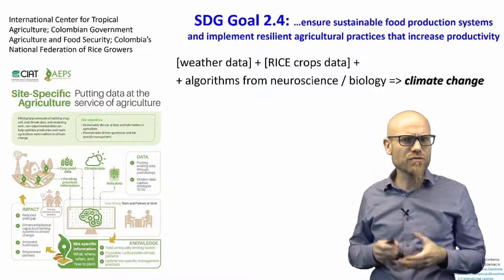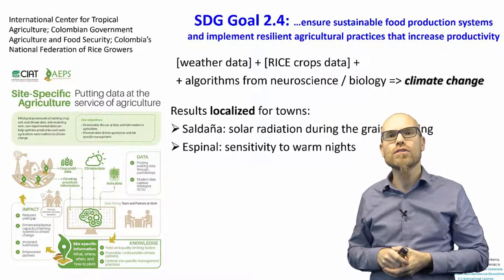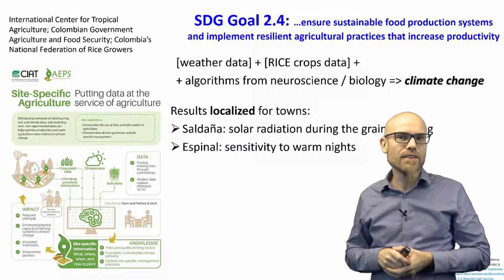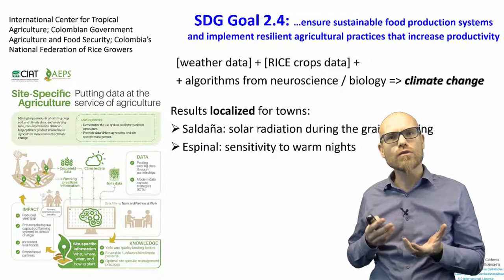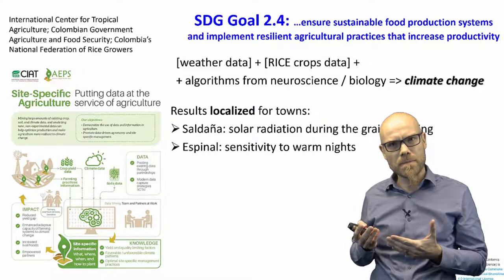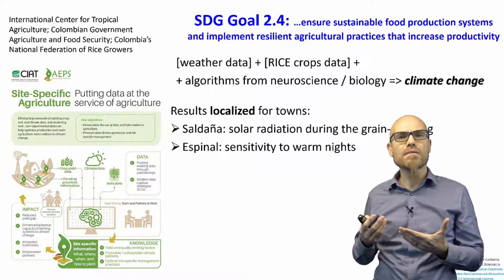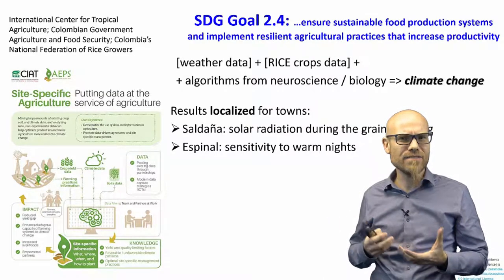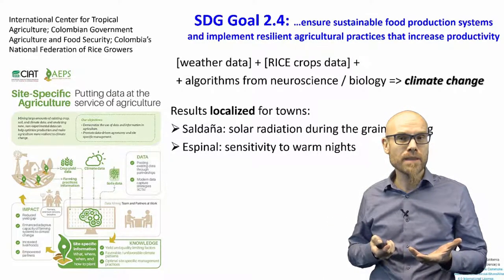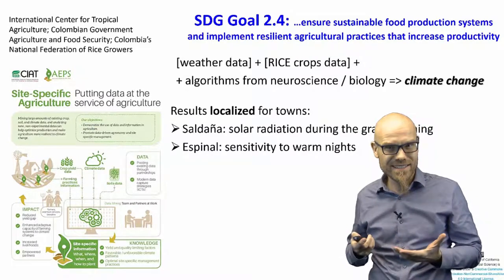And the results were extremely localized, extremely fine-grained. For example, in a town called Saldanha, they found that the problem was the solar radiation during the grain ripening stage. And in another town called Espinal, they found out that the problem for rice production was the sensitivity to warm nights. Now, when you have this information, you can act on it, right?